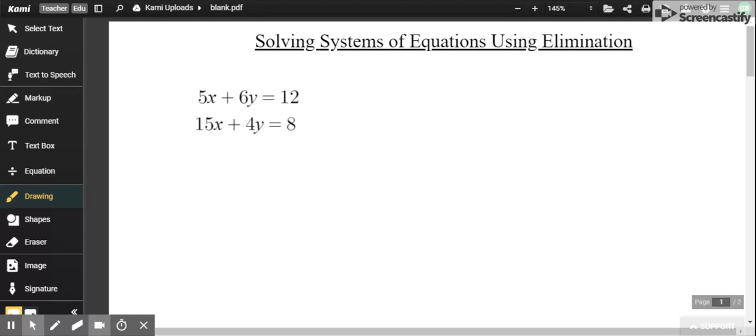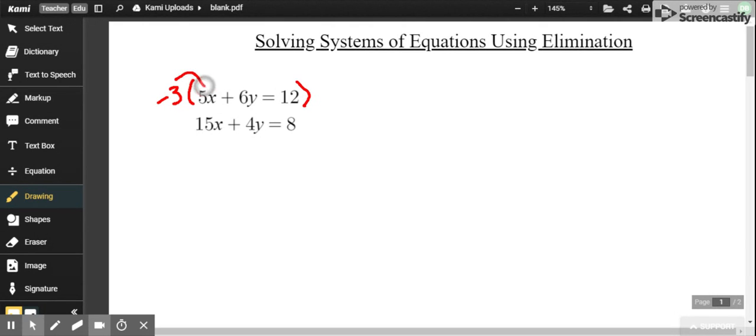I'm going to look just at my x's here. I have a 15x on the bottom. What times 5 on the top would be the opposite of a positive 15, which would be a negative 15? So I know that 3 times 5 is 15, but I need it to be a negative 3, right? Because one has to be a positive, one has to be negative, and the bottom's already positive. So I need to make this top a negative.